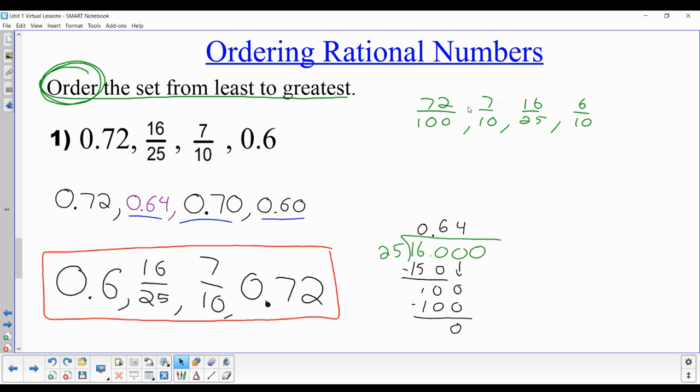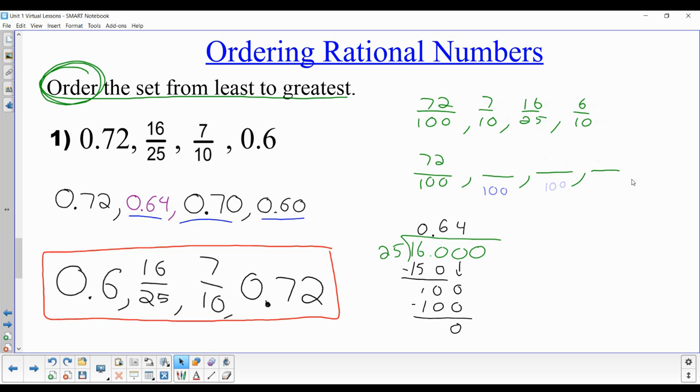7 tenths is still 7 tenths. 16 over 25 is still 16 over 25. And 6 tenths can be written as 6 tenths. Now, I need to find a number where they could all have a common denominator. This one is not that difficult, but there will be ones that would be much more difficult. Turning them into a decimal is always done the same way. As a fraction, you have to hope you have numbers where you can find an easy common denominator. It's not always going to be easy like 100.